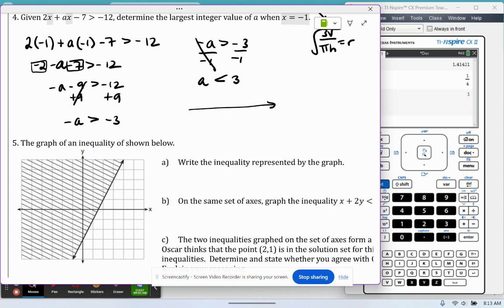It says, what is the largest integer value of a? So let's go ahead and put our number line. a cannot be 3. I'm going to put an open circle, but it does have to be less than 3. What's the first integer I hit in my solution area? 2.